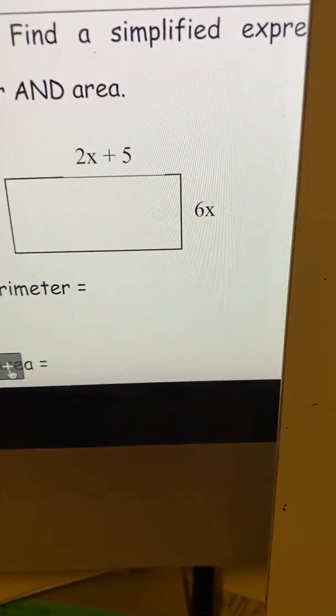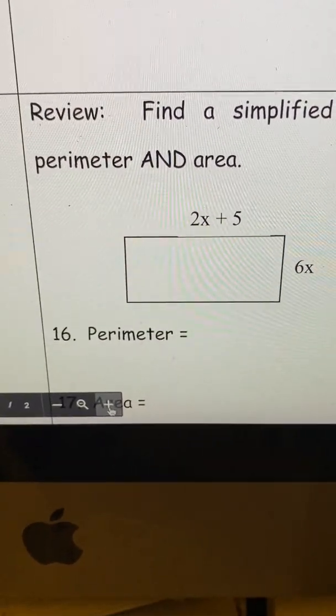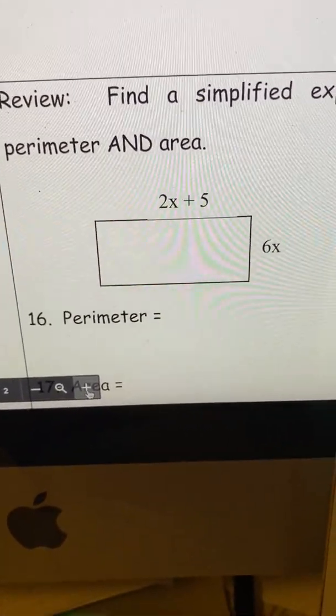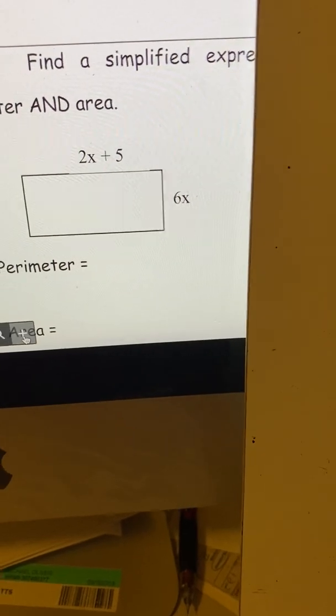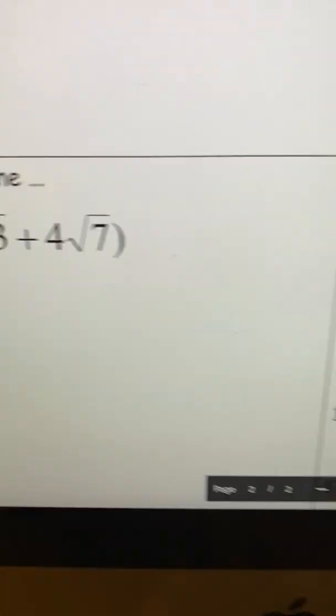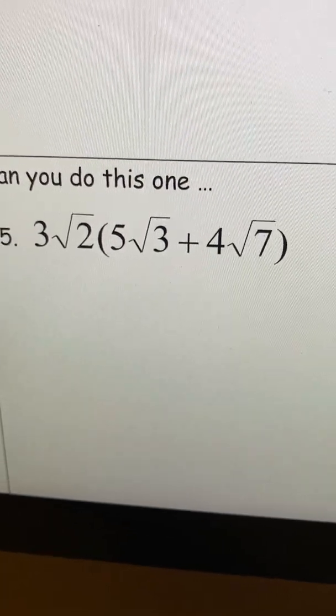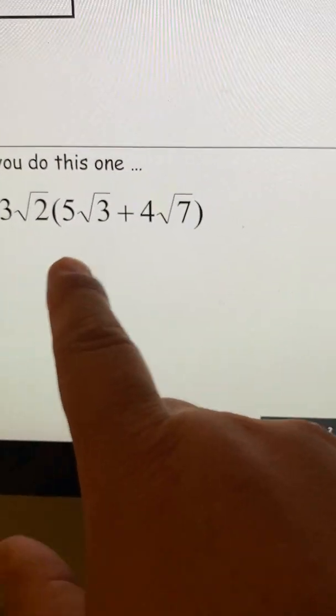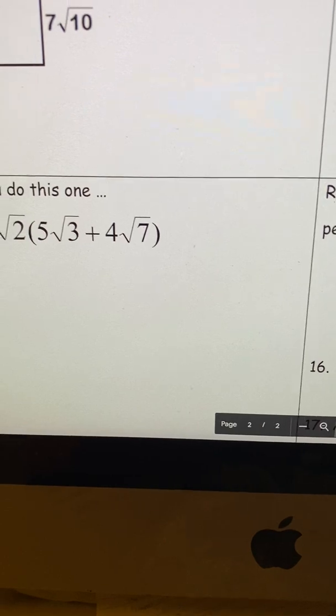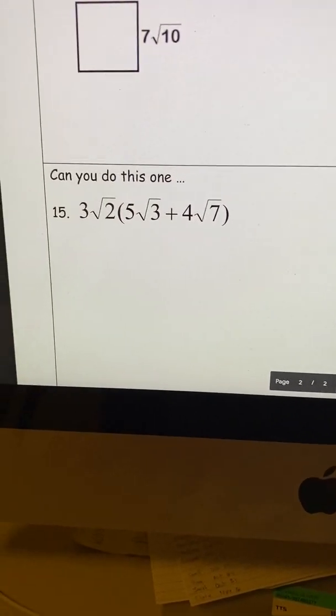Now, take your time with this one. This one's a challenging one. Number 16 and 17, find the perimeter and the area. Don't get freaked out by it because number 15 will help you find the area. It's just the distribution property. Distribute the multiplication. That's all it is. Just distribute the multiplication. Give those a try.